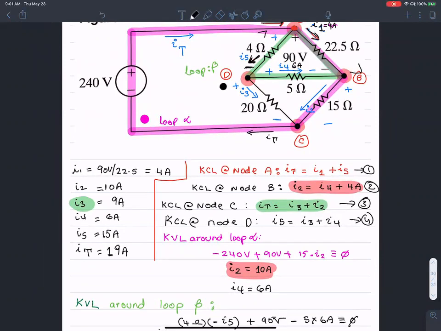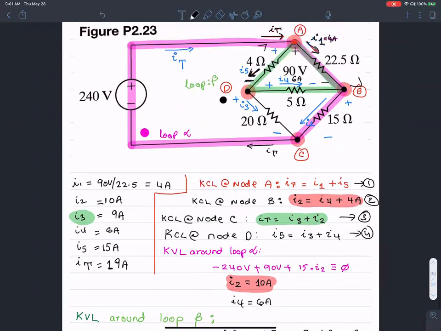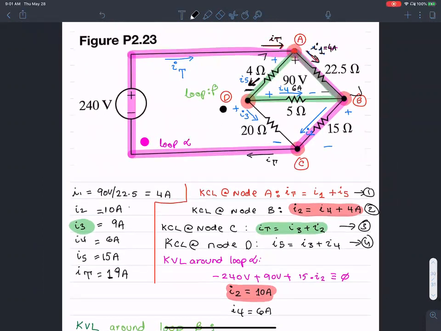Perfect. So voila, what we have done here is we arrived at the current values. These are humongous values. 19 amperes, 15 amperes. These are extremely large values, only there for instruction purposes. I don't think it's really practical.